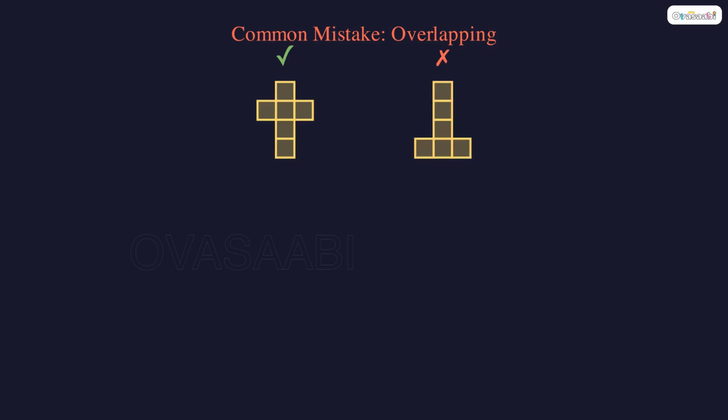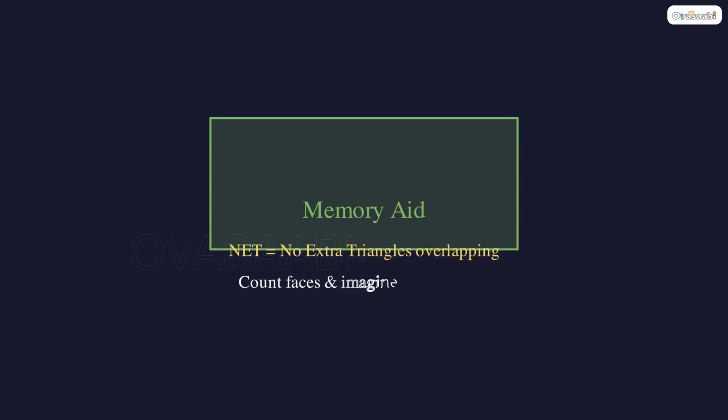Common mistake: students draw nets where faces overlap when folded. Always imagine folding it. Do any squares land on top of each other? Memory aid. Think net equals no extra triangles overlapping. Always count the faces and imagine folding it back together. Practice drawing different arrangements.